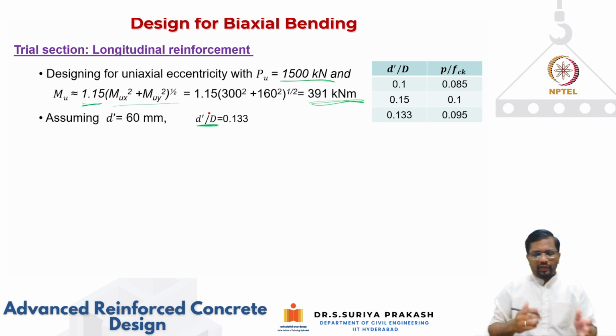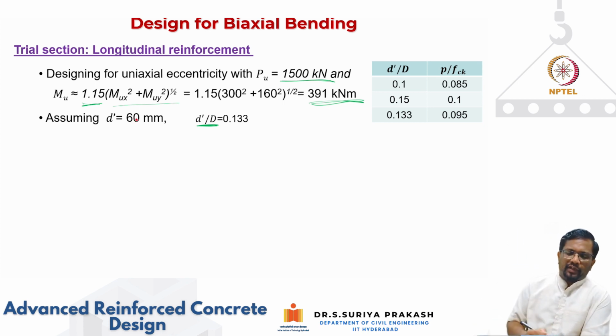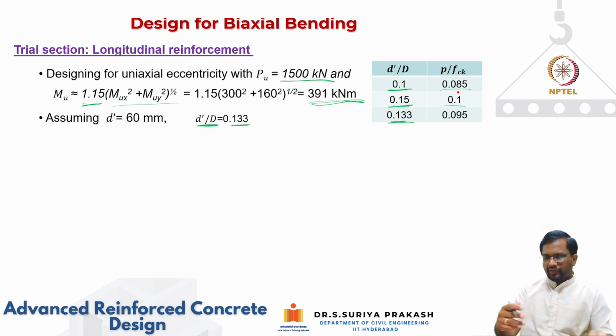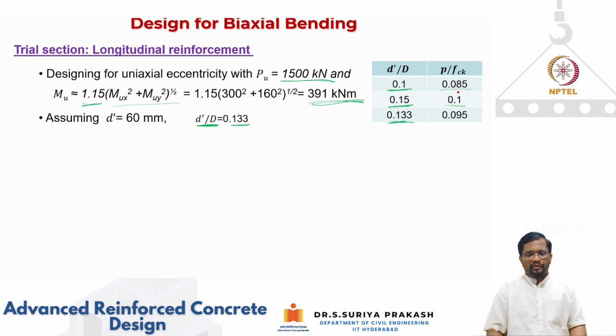So then only I can calculate the capacities in a non-dimensionalized form, right? Anyway, in this case, if I take D prime as 60 and D as 450, D prime by D works out to be 0.13. However, if you look at SP16, you will have charts available only for D prime by D of 0.1 and D prime by D of 0.15. Now, in our case, it is coming in between. So how do we calculate? I take values from both the charts and then I do interpolation. So I'll show you in the charts as well.